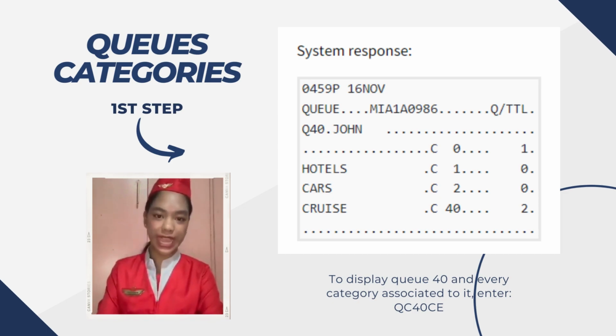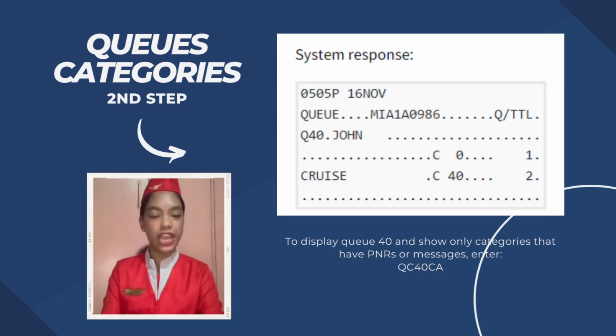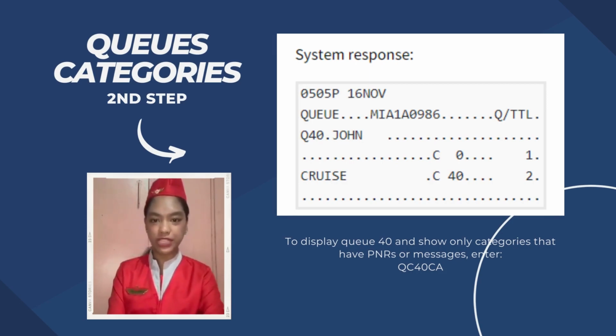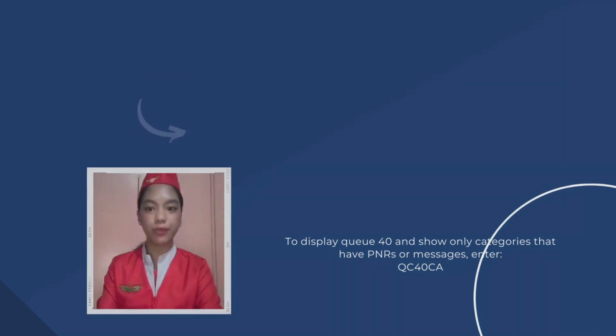It will show in the client's info. Next is to display Q40 and show only categories that have PNRs or messages. Enter, for example, QC40CA, and here is the system response. There is the categories that PNR or message.